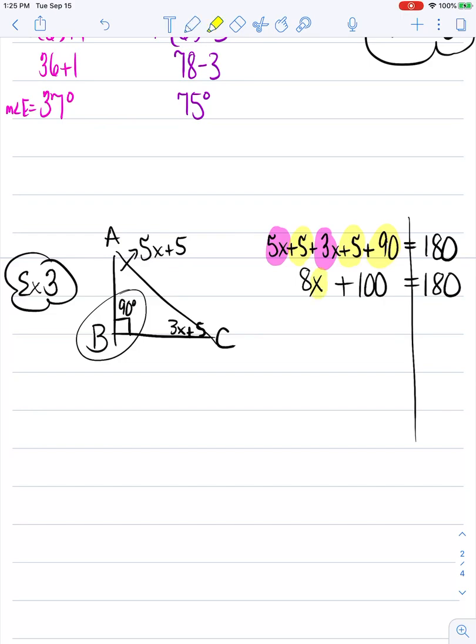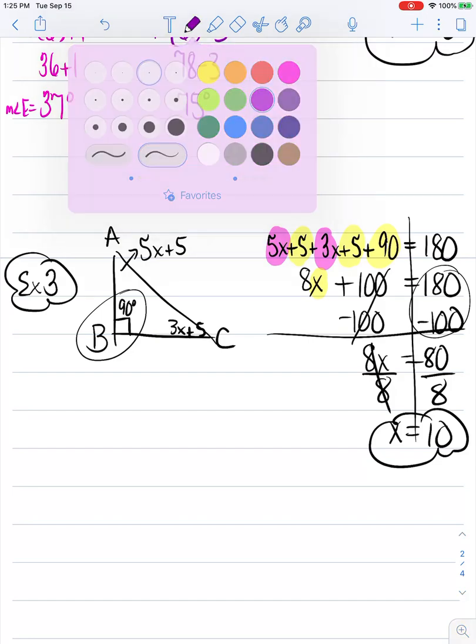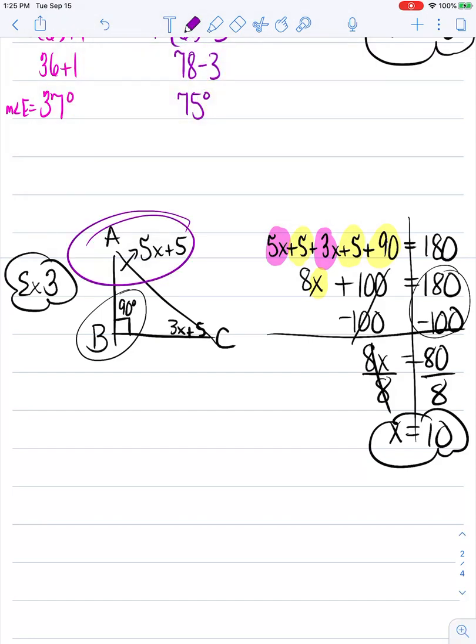So now I'm going to isolate that variable. So I'm going to subtract 100 from both sides. I get 8x equals 180 minus 100, which is 80. And now I'm going to divide both sides by 8 to get x equals 10. And my final step says to plug that in to find what the angles measure. Well, we already have B, so now I'm going to find what angle A measures.